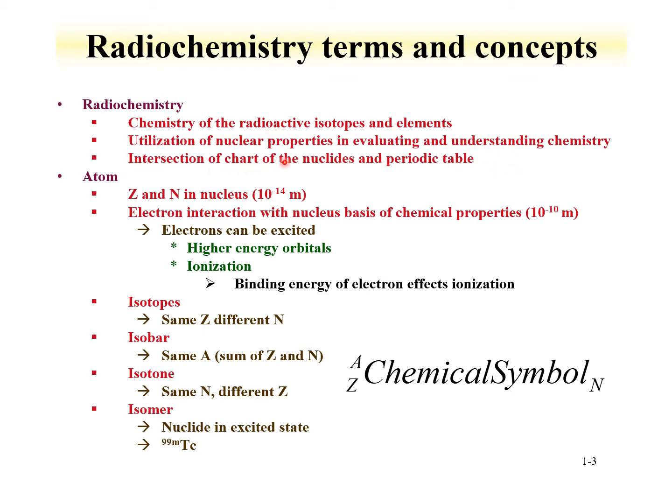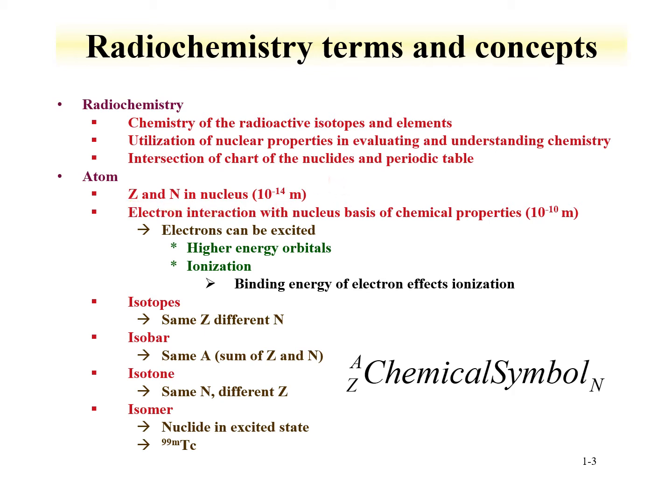I prefer this one because it shows that the chart of the nuclides are nuclear properties, periodic table chemical properties, and as a radiochemist you transition back and forth between nuclear properties and chemical properties. So some of the things that we should understand when we talk about radiochemistry, since we want to talk about the nucleus and nuclear properties, let's start with that.